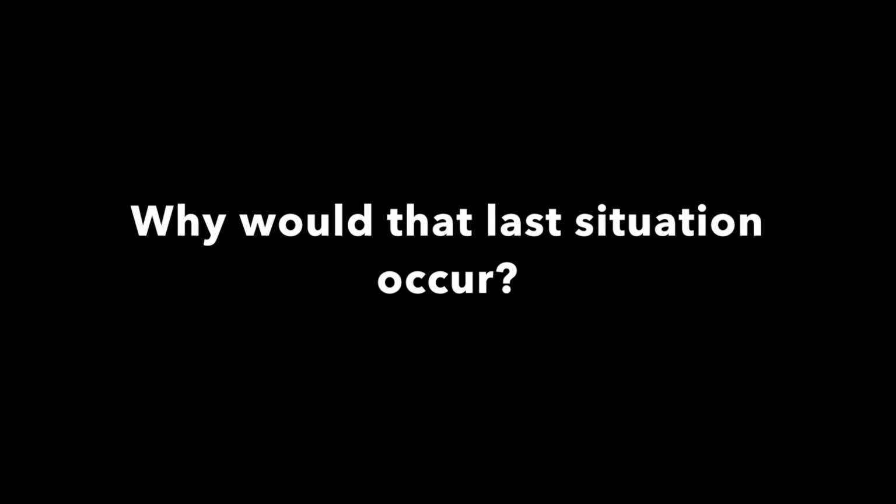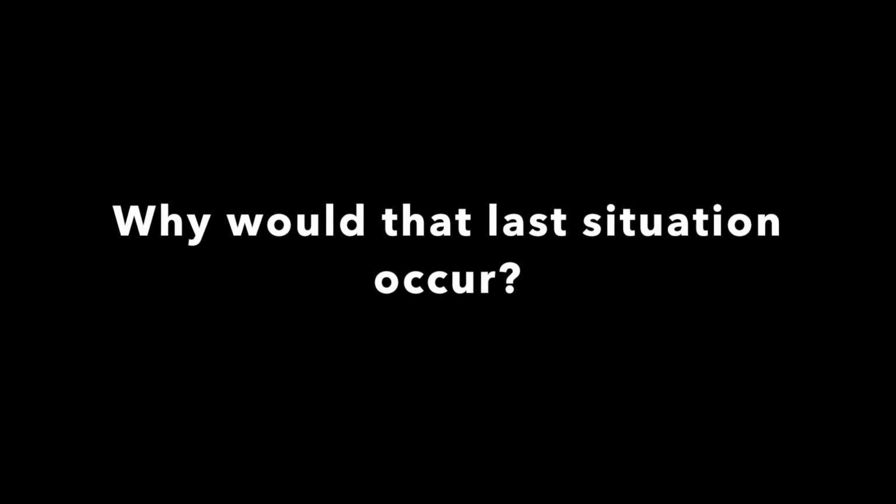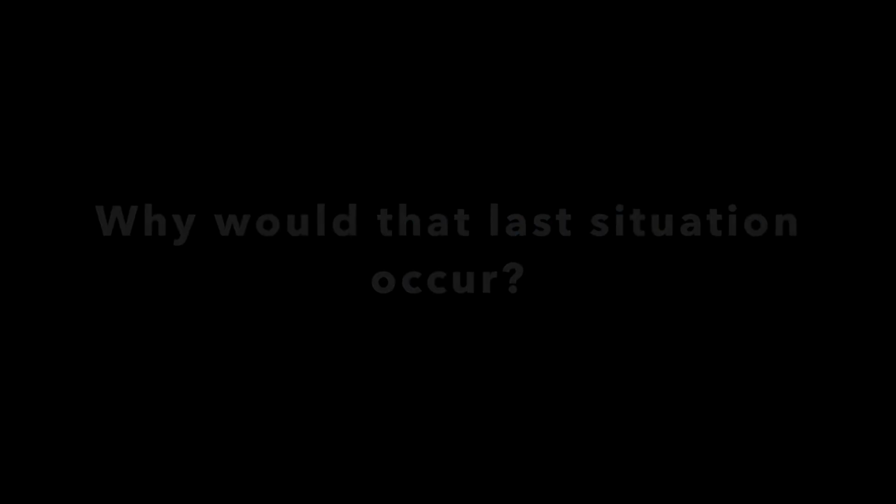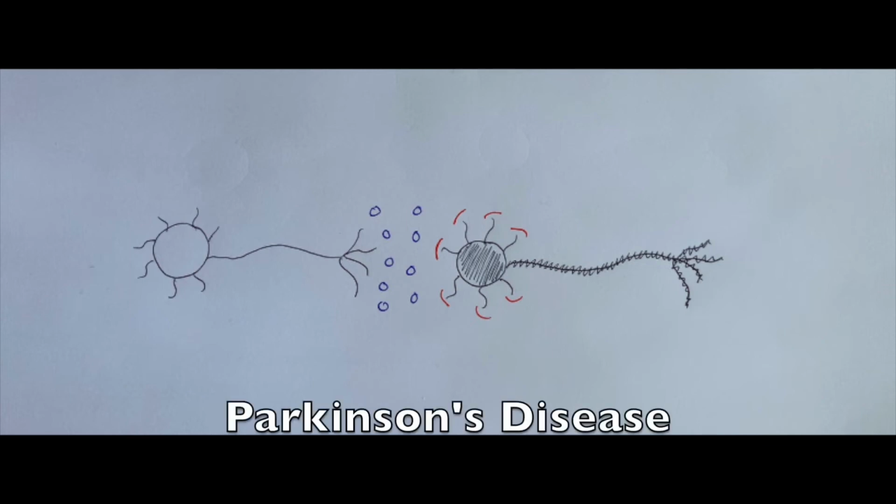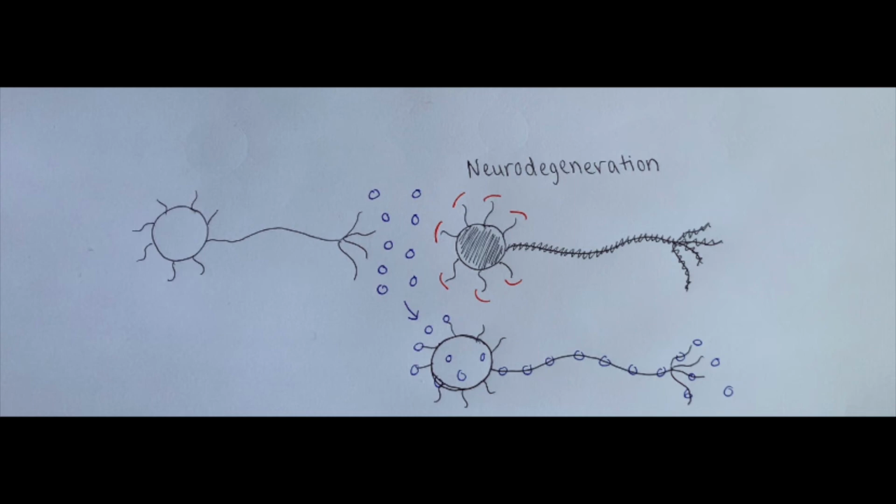But now you may be thinking, well, why would that last situation even occur? Well, that last situation is actually what occurs when someone has Parkinson's disease. The neurons will start to die because they can no longer receive a certain signaling molecule. But with neuroplasticity, people suffering from Parkinson's disease can form new connections between different brain cells and therefore minimize the effects of this disease, such as the loss of movement.